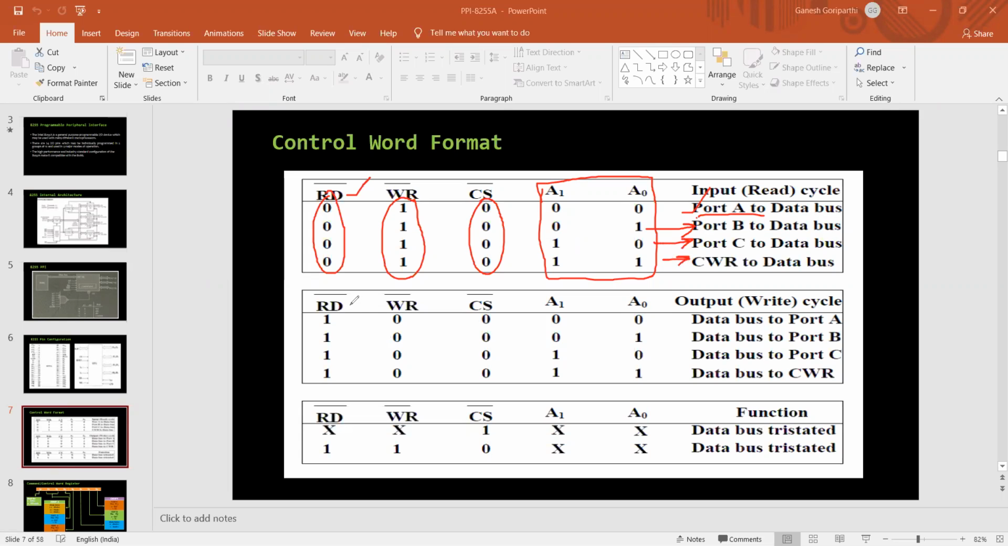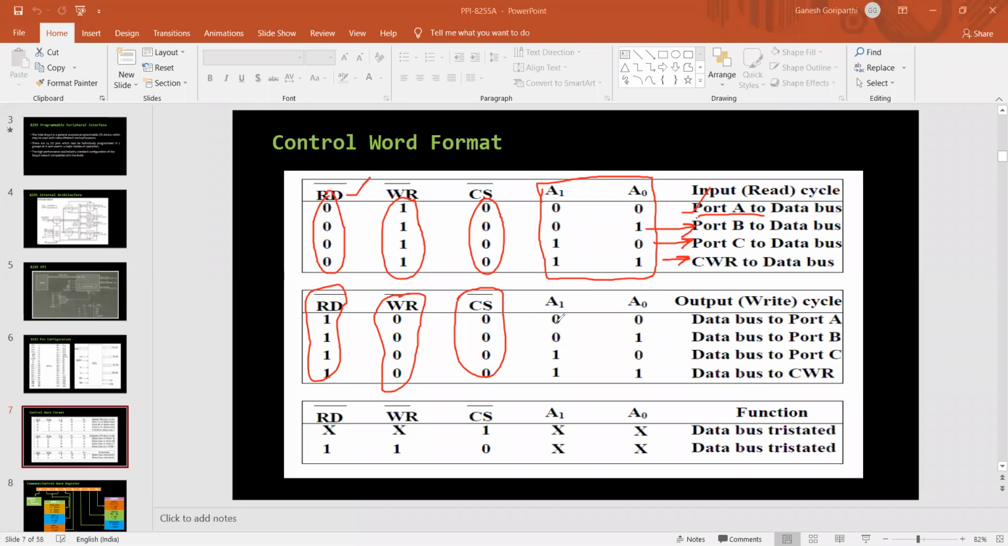For performing the write operation, here you can observe the write bar signal. The write bar signal is 0, and the read bar signal is active high. Okay, and the chip select has to be 0 because the chip has to be selected and it has to work. Okay, and the same thing will happen here.